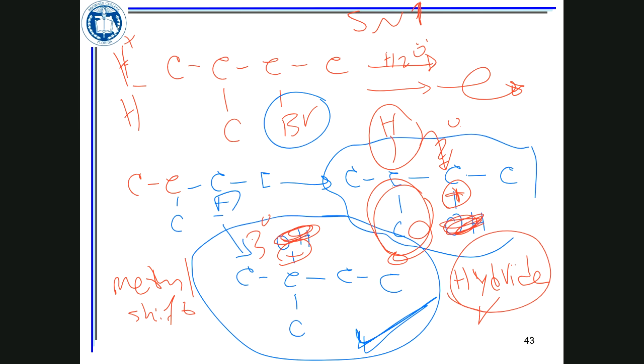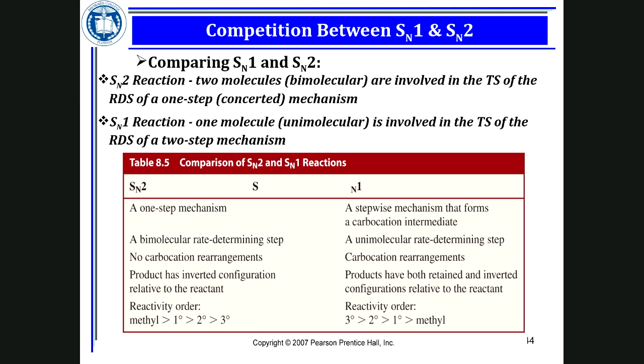This is called rearrangement, so rearrangement is a possibility. When it says carbocation rearrangement, that's what it actually means. If you have the benefit of going from secondary to tertiary or primary to tertiary, you will have carbocation rearrangement. And the carbocation rearrangement comes from a hydride shift or a methyl shift.